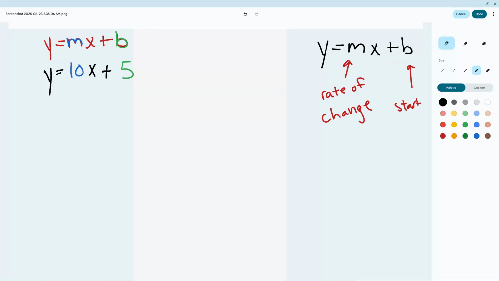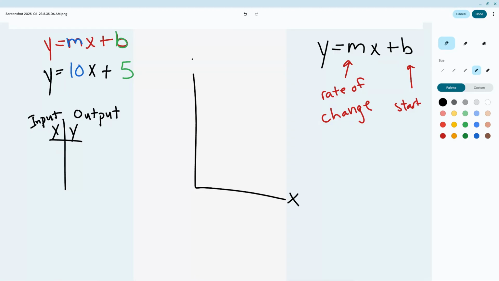So if I were to look at a table and a graph, a table is going to have an x and y, with x being the input and y being the output. And I'm also going to have a graph with an x and a y. Actually, I'll make it 4 quadrants. So if you work 0 hours and you plug in 0 for this x, 0 times 10 is 0, plus 5 is 5. So this 0, 5 is actually a coordinate. This is your x and this is your y. So you're going to go over 0 and you're going to go up 5. 1, 2, 3, 4, 5. So that's going to be your point.